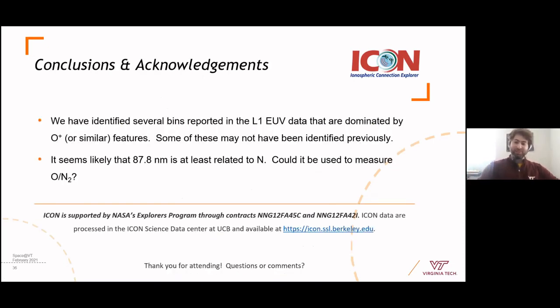So to conclude, from my research, we have identified some of these features that are reported by ICON that certainly seem to have some O+ features within them, possibly leading the way for us to identify some more O+ lines in the upper atmosphere. And then finally, we have this 87.8 that we think is at least related to nitrogen. And if we could use it to measure O to N2, that would be really exciting. But if not, it's at least fun to take a look at. So yeah, that's it.